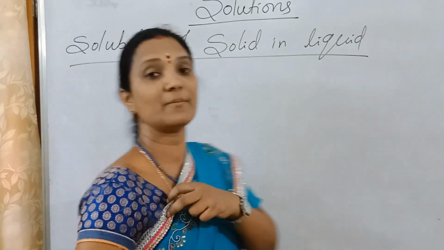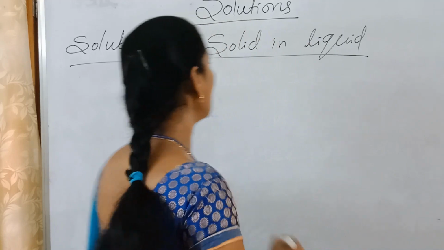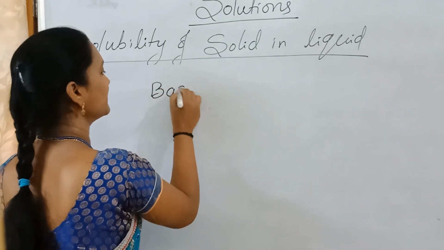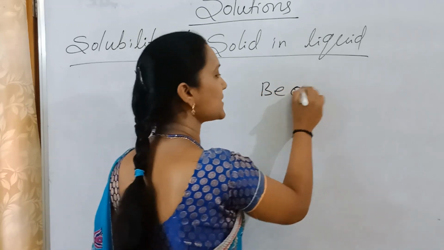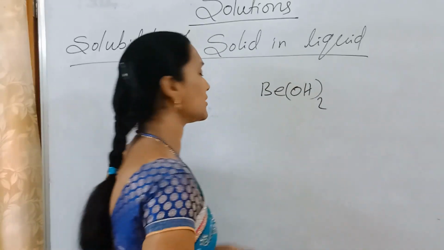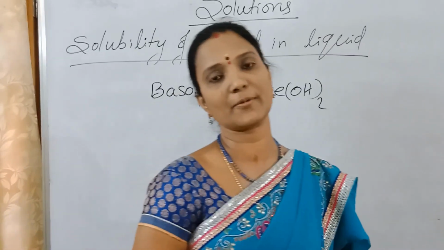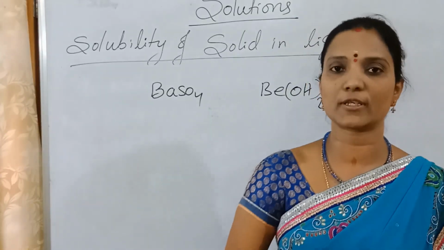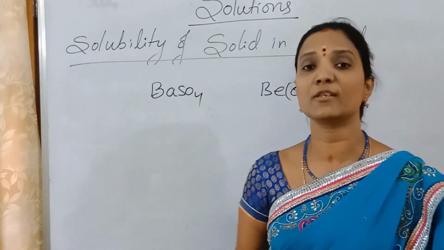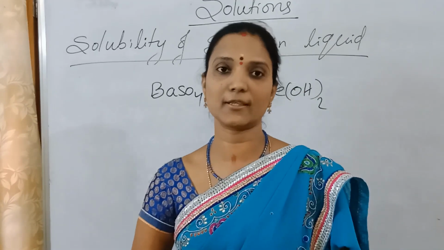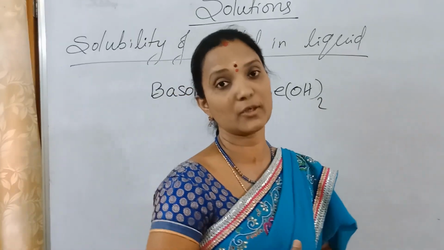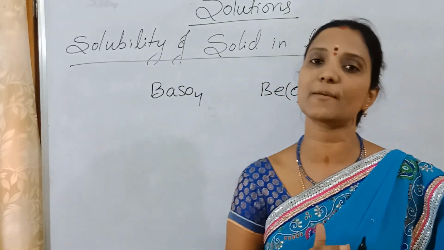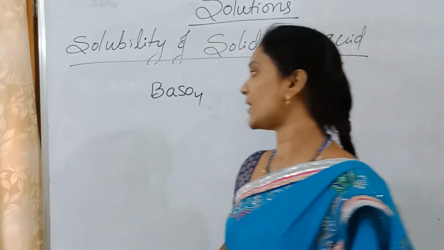In s-block elements, in second year group 2 elements, we learned barium sulfate, an insoluble precipitate, and like that beryllium hydroxide, an insoluble precipitate. Barium sulfate is an ionic compound but it is insoluble in water. So why is this insoluble in water? Polar dissolves in polar, that is a general statement, like dissolves like. But the solubility of ionic and covalent compounds also depends on some other factors. So what are the other factors?